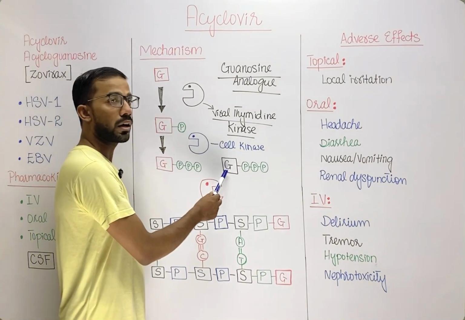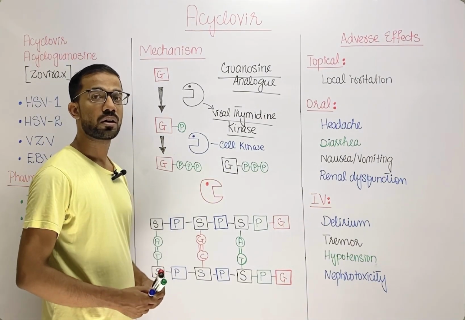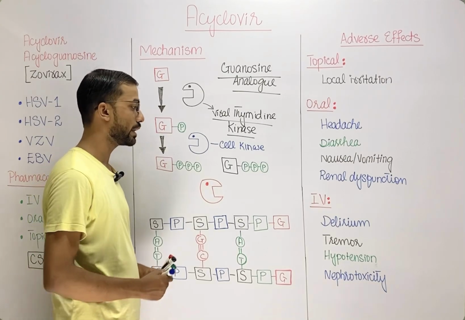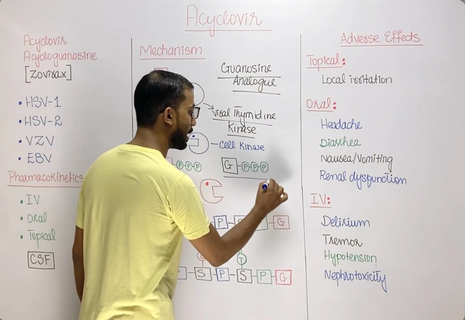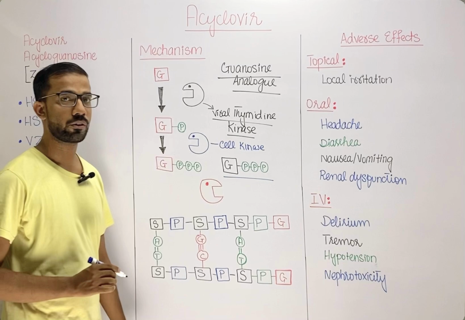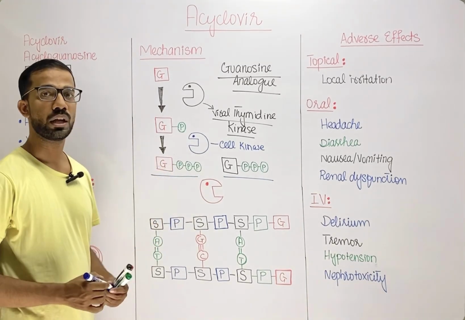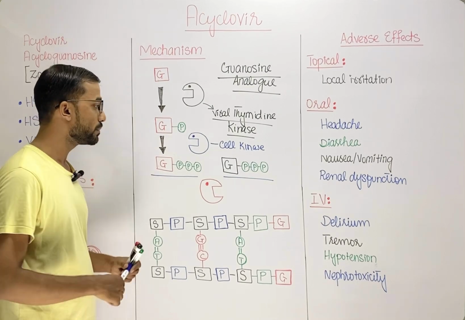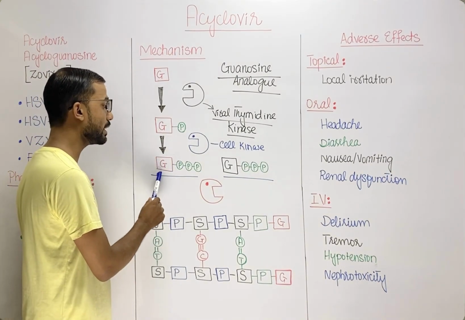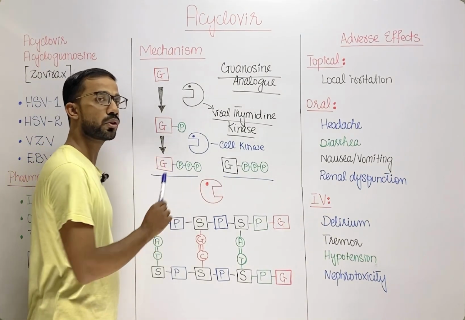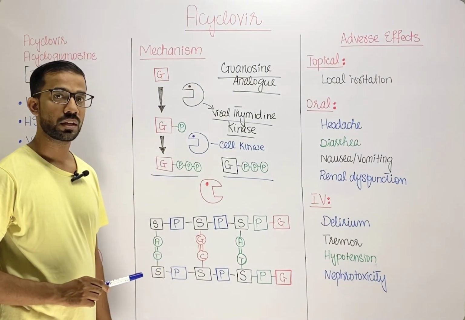Similarly, deoxyguanosine triphosphate is also present in the cell. That is the normal nucleotide present in our cell. Now this is the drug having 3 phosphate groups attached to it. Now there is a competition between the drug and the nucleotide that is present in our cell.